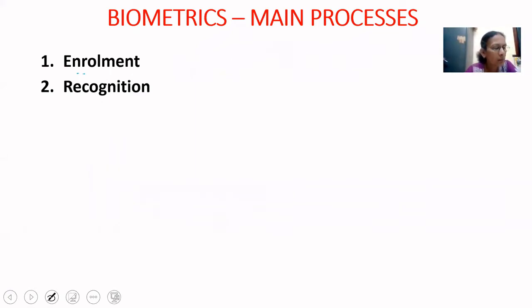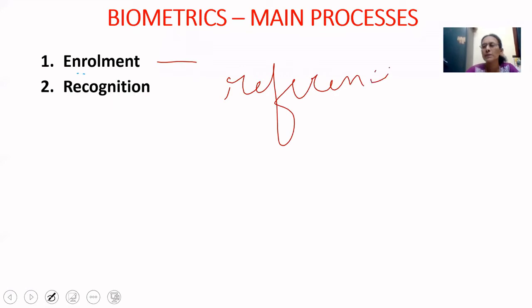What do we mean by enrollment? In the enrollment phase, a subject's biometric sample is acquired. Say it is a fingerprint. You take the fingerprint of a person, and from that fingerprint you take the essential features and create what is called a reference template. So we create this reference template and we store it.